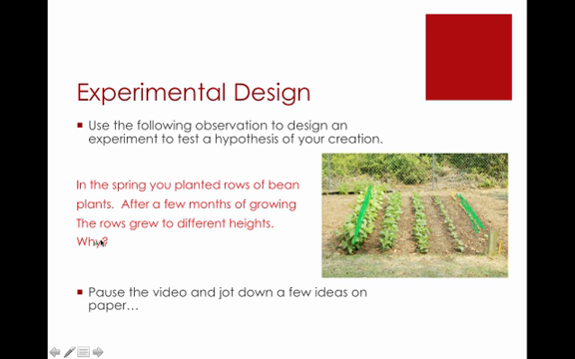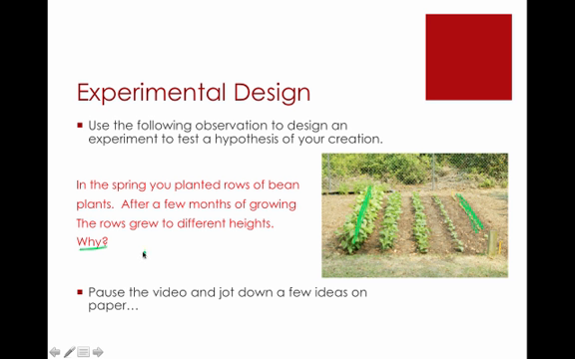The question at hand is why? If they're all the same bean plant, why would we expect some beans to grow higher and some beans not to grow nearly as high? What's different and what's going on here? So your job now is to come up with a hypothesis first, and then a test to see whether or not your hypothesis is right or wrong.